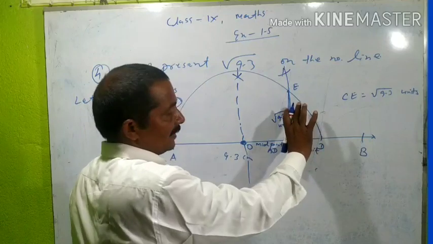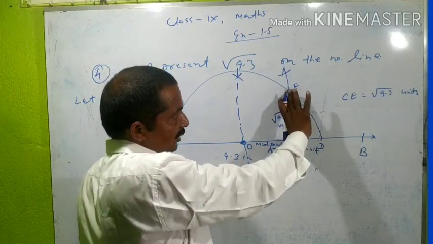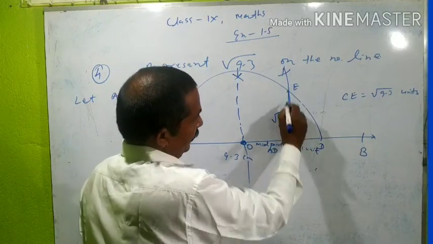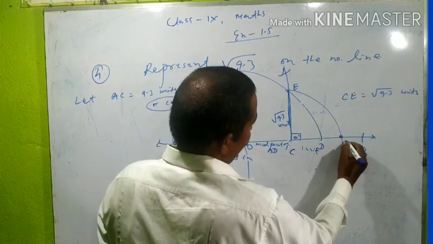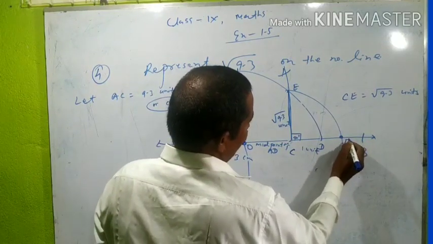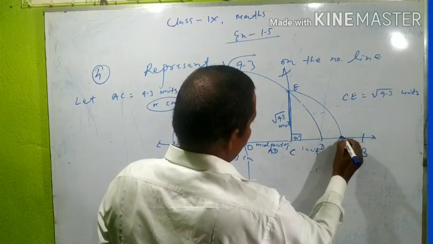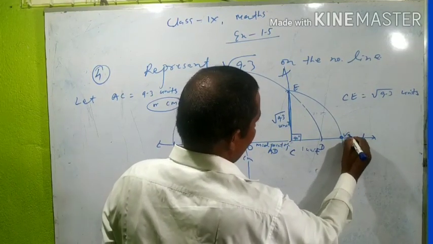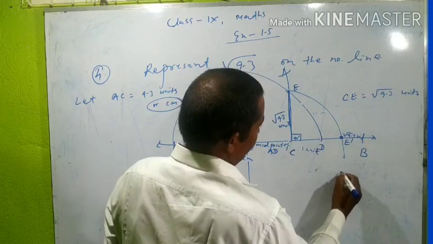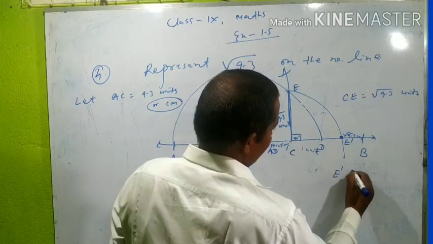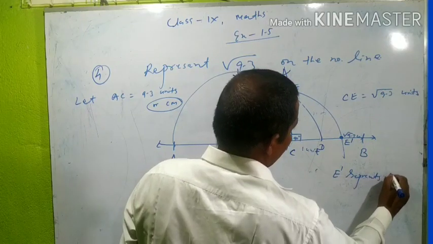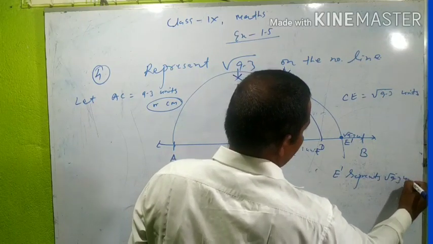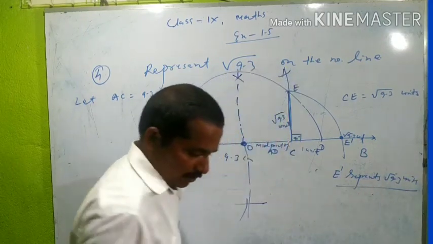And then with C as center, as I told, and this as radius, you will draw an arc like that. And this point, suppose it is point E dash, and this point E dash represents under root 9.3 units. That's all.